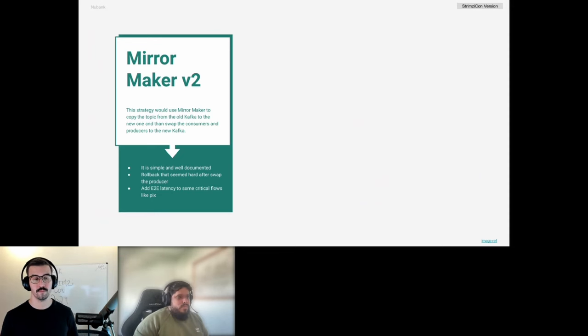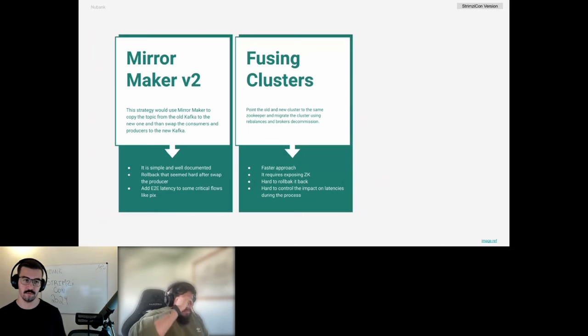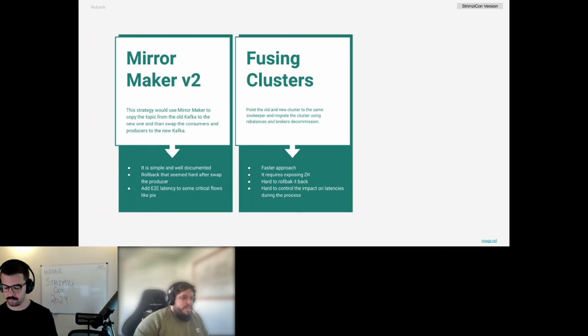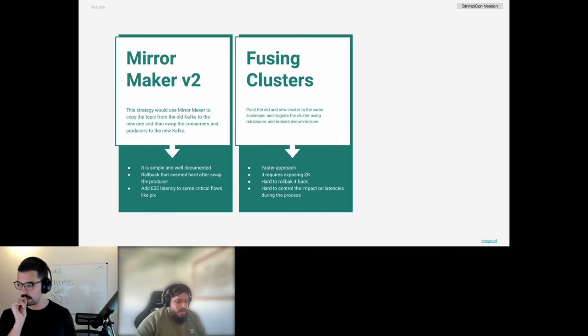The second option was stretching the clusters. That's a methodology that we already used in the past. In a few words, the idea is to make both clusters use the same Zookeeper, then make the brokers know each other, and then start using Cruise Control to rebalance and move the data from the old cluster to the new one, then decommission the old brokers. So that's also hard for us to roll back because all the control will be in Cruise Control to manage this rollout. And it also requires exposing the Zookeeper inside Strimzi. That's not something we would like to do. And it's also hard to control the latency. So it's an option we felt was not a good option for us.